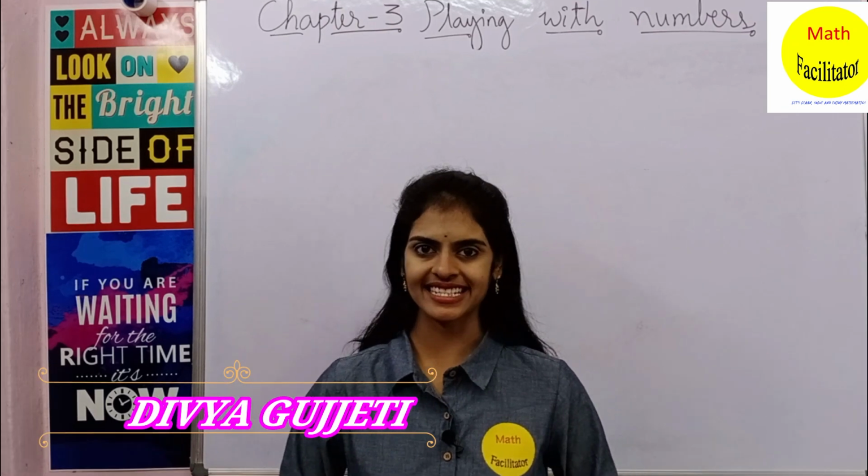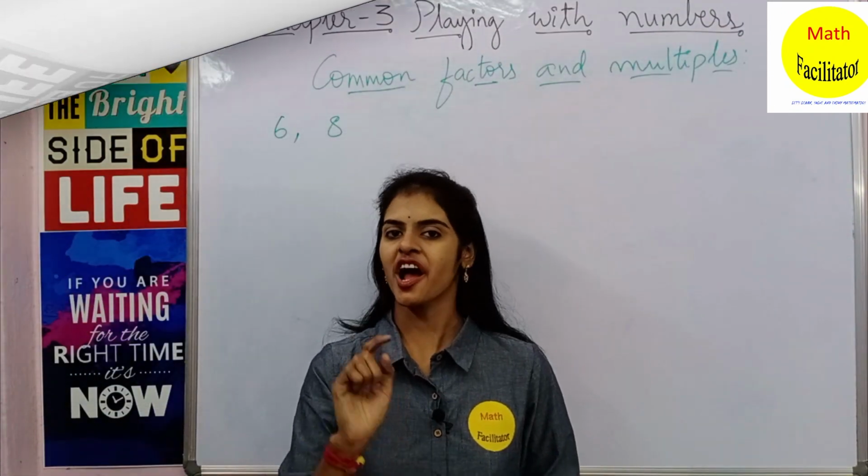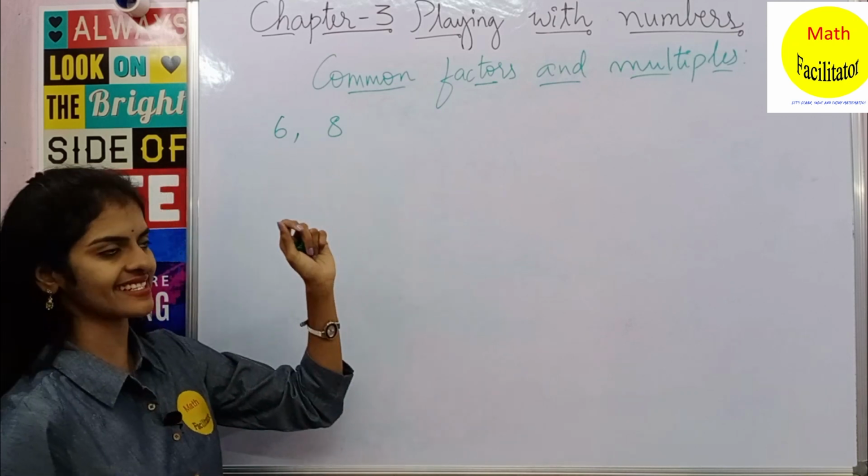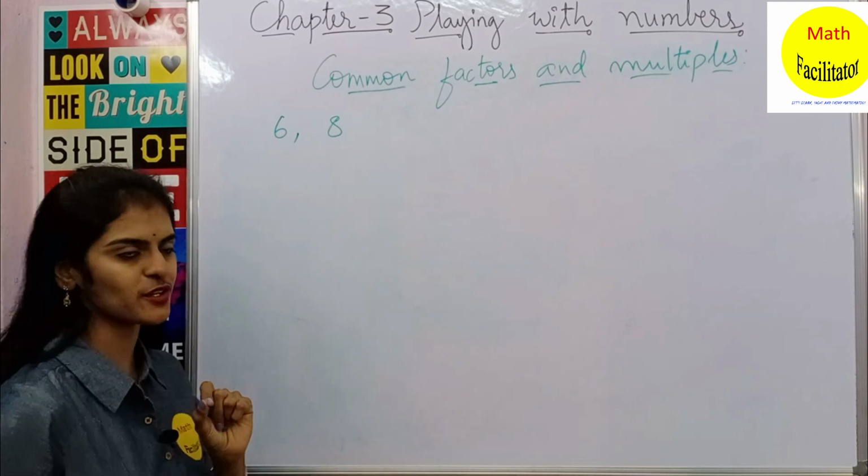Today we are going to discuss chapter 3 of class 6, playing with numbers. Now, how do you find the common factors of a number? Suppose there are two numbers, 6 and 8. Let us find the common factors of these numbers.